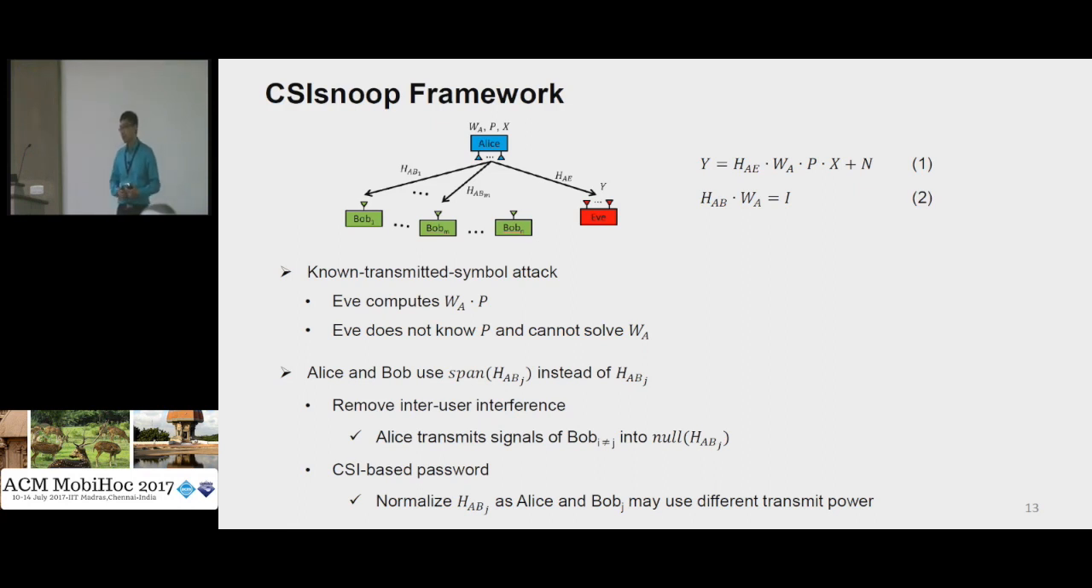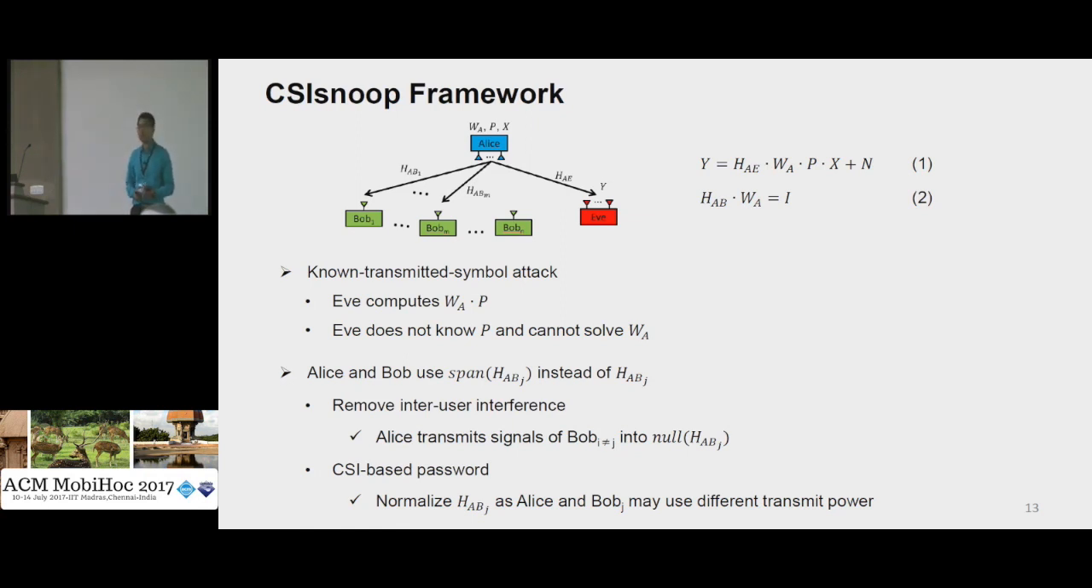Instead, they are more likely to use the direction of the CSI. Here are two examples. The first one is, in order to do multi-user beamforming transmission, Alice transmits the signals of a specific Bob into the null space of the CSI of a different Bob. The second example is to compute a CSI-based password. Alice and Bob will first normalize the CSI matrix because they can use different transmit power when they do the channel measurement. And you can see that in both of these examples, Alice and Bob do not use the exact value of the CSI. Instead, they use the direction of the CSI.